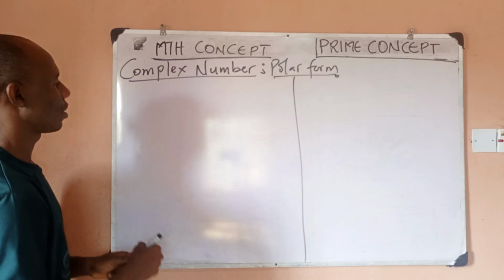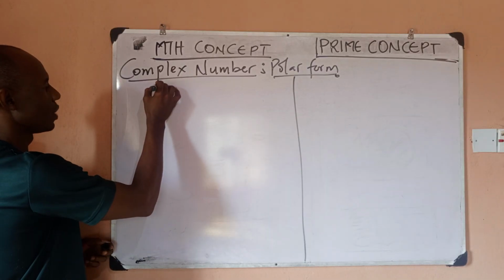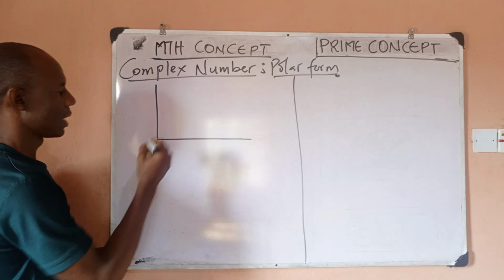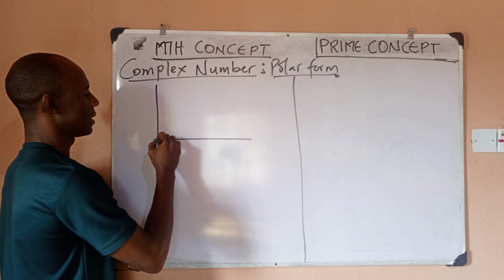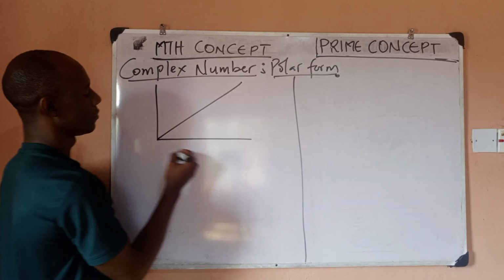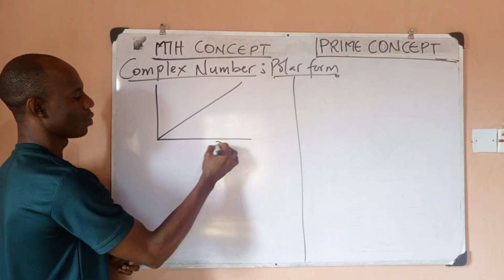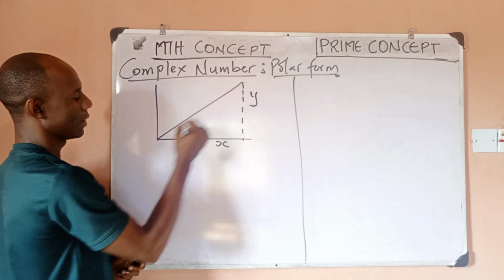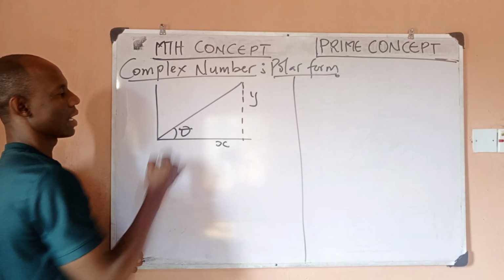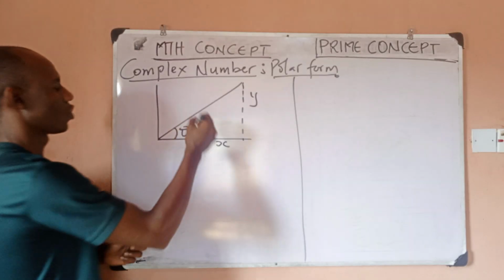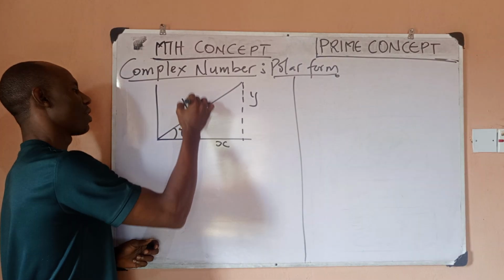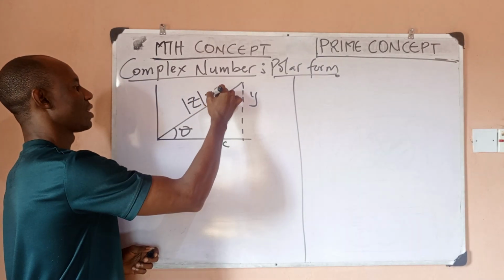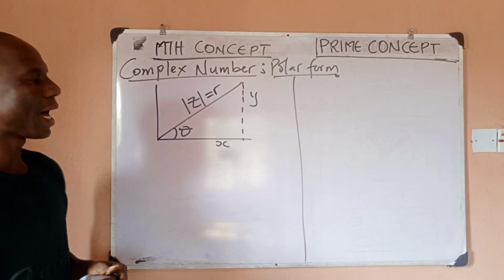Now, you'd recall that we drew a diagram which we called Argand diagram, and we said let this axis, which is our x-axis, be x, and then we call this y, and this angle is going to be theta, or the argument, right? So that this length becomes the magnitude or the modulus of the complex number, which sometimes we call r.